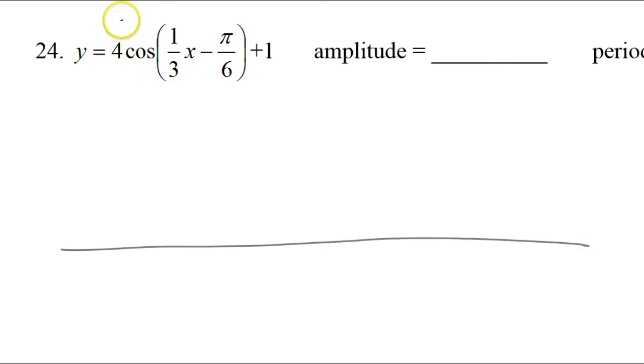The amplitude is going to be 4. I can tell that because of that a value right there. So the amplitude is going to be 4. The amplitude is always positive. Even if this was a negative 4, I would still put positive 4 right here.